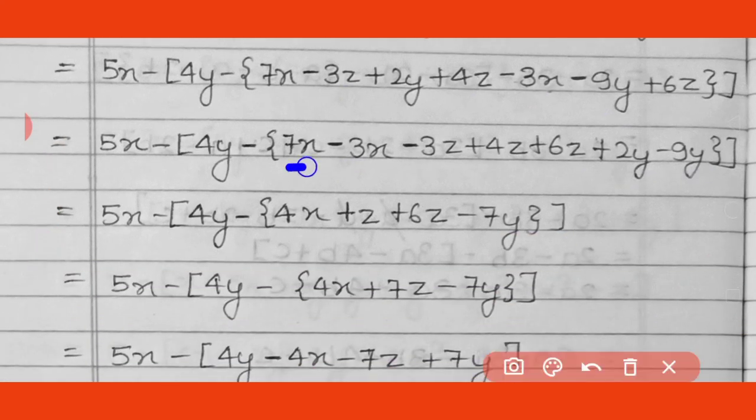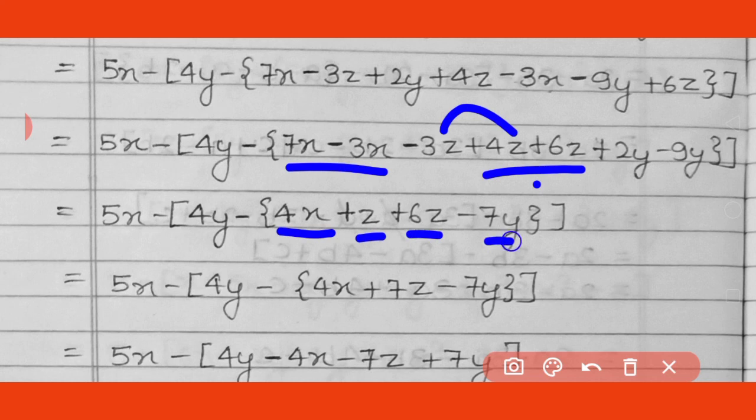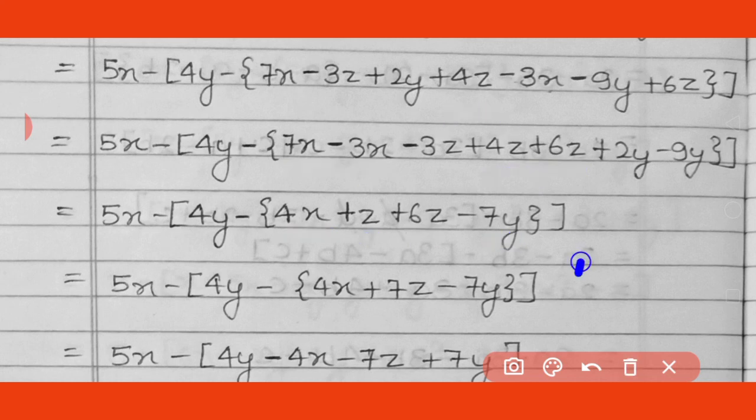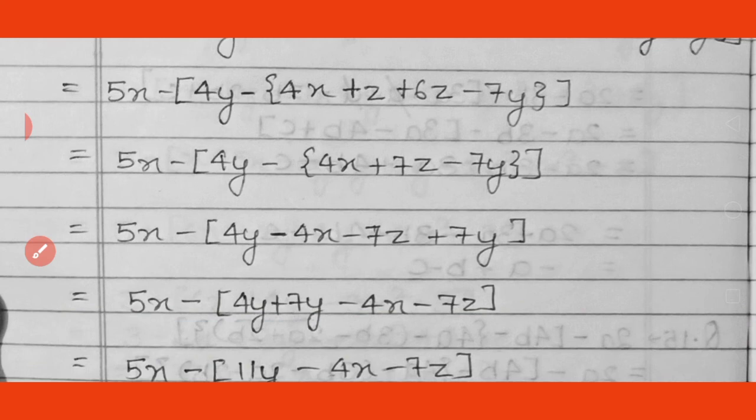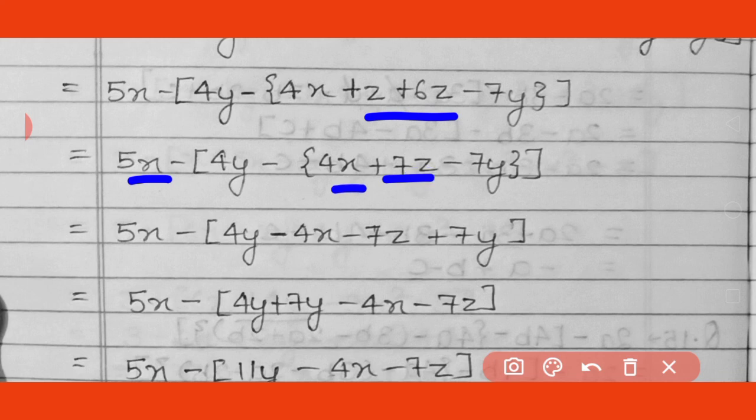So 7x minus 3x is equal to 4x, and 6 plus 4 is 10z, either you can say 4z will subtract 3z, it became z plus 6z minus 7y. So in the next step, 5x minus 4y minus, now 4x and z plus 6z is equal to 7z minus 7y.